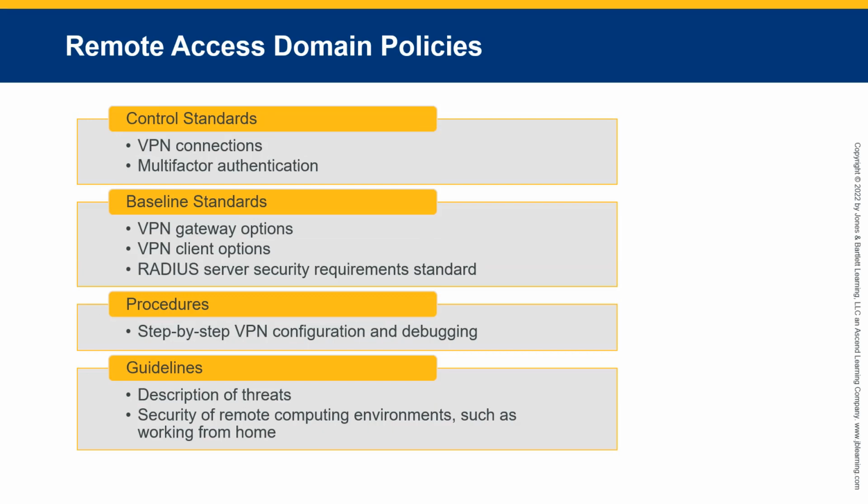Remote access domain policies. Start with control standards. The remote access domain standards include standards related to VPN connections and multi-factor authentication. For example, a VPN standard describes the security requirements for establishing an encrypted session. The following are examples of control statements you might find in this standard. They are adopted from the SANS Institute's Virtual Private Networks Policy document.